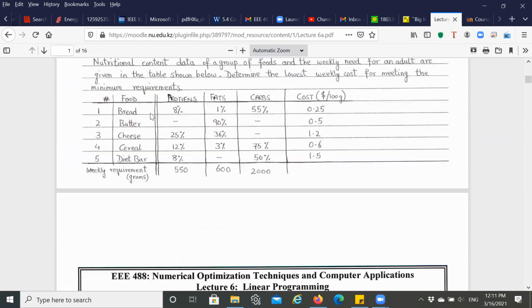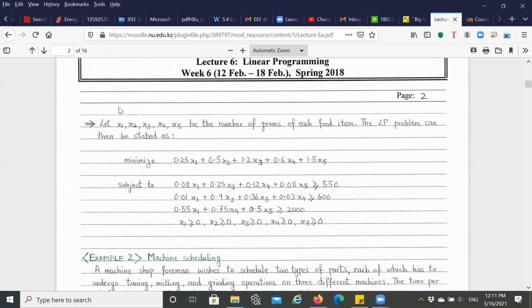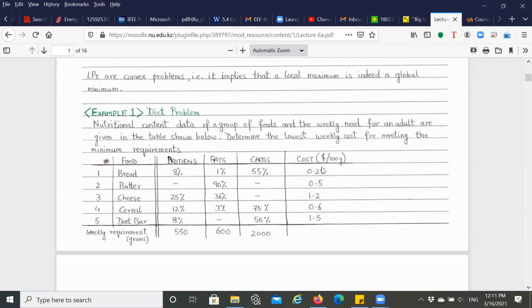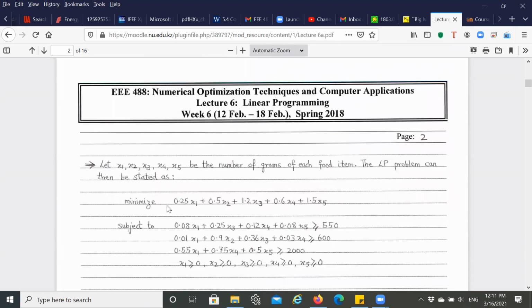So basically, we have 5 items. The first thing we do is take 5 decision variables: x1, x2, x3, x4, x5, each representing the number of grams of each food item. Since I want to minimize the cost, my objective function is 0.25 times x1 plus 0.5 times x2 plus 1.2 times x3 plus 0.6 times x4 plus 1.5 times x5, which I want to minimize.